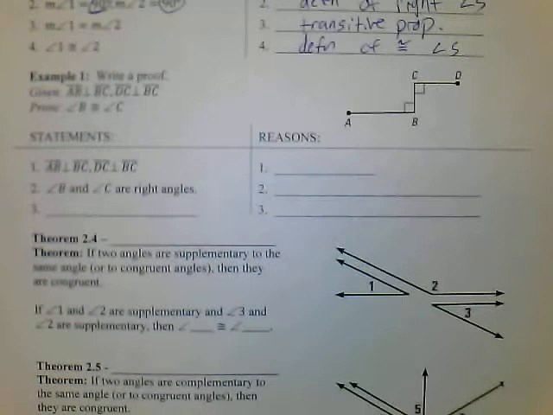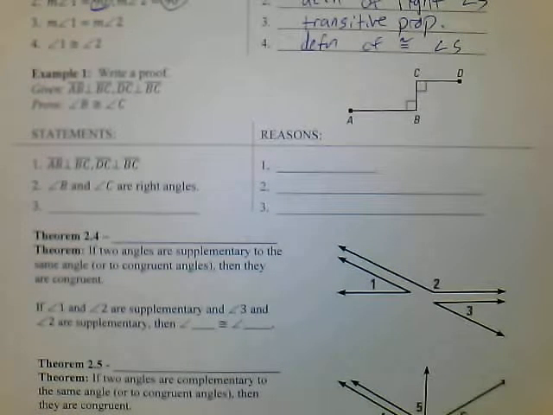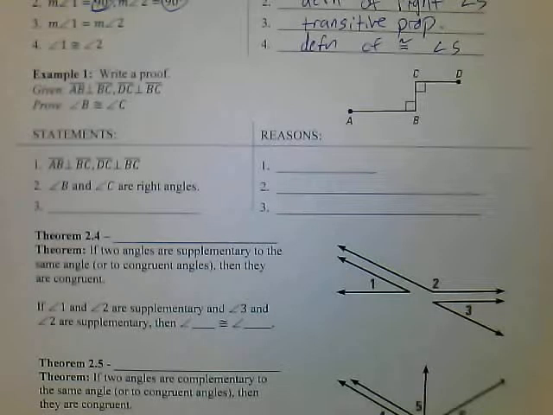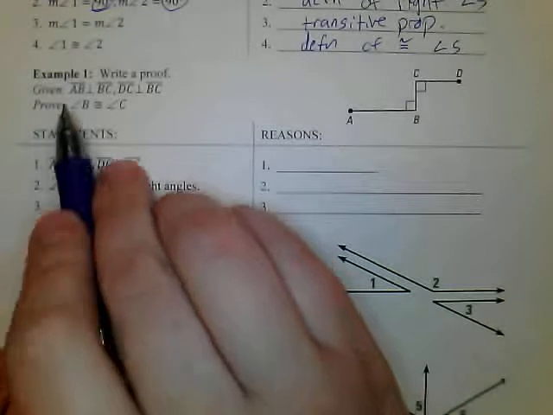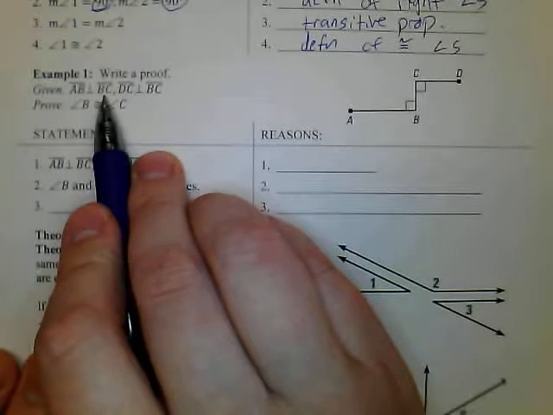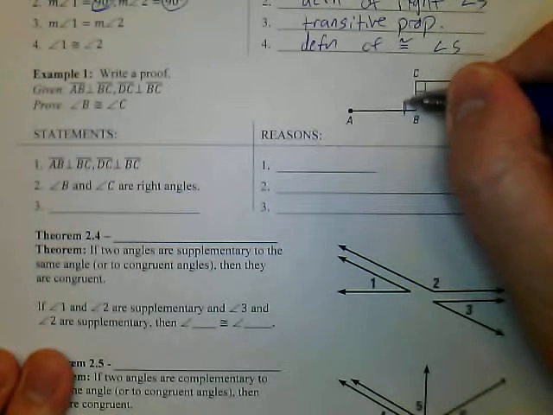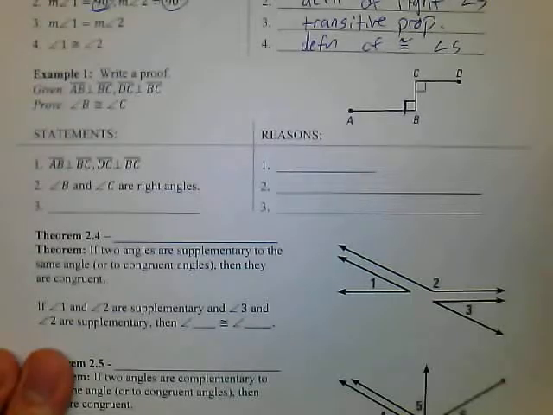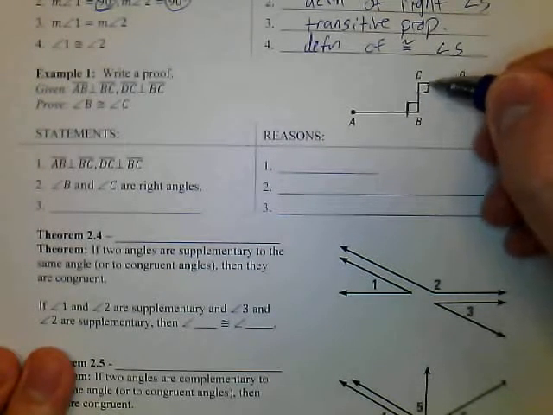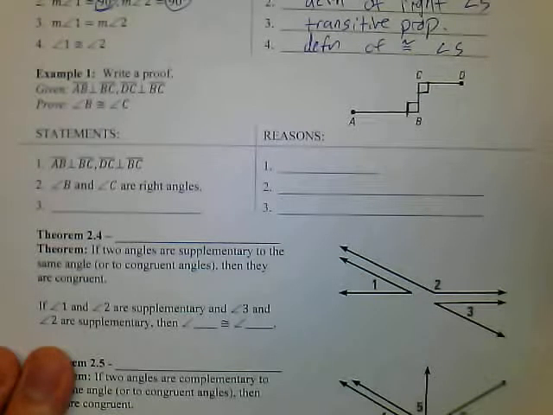So that's what we're going to do in example 1 here. We can use the fact that right angles are congruent to each other, the thing we just proved, in other proofs. So for example 1, we're told that segment AB is perpendicular to segment BC. So that gives us this right angle here. And then we're also told that segment DC is perpendicular to segment BC. That's this right angle right here.